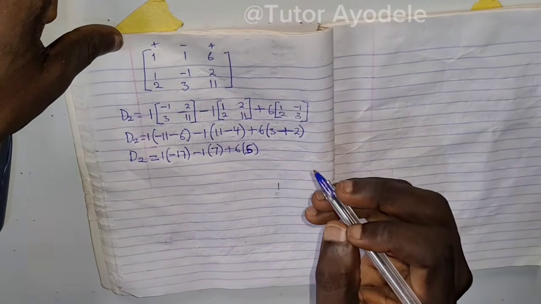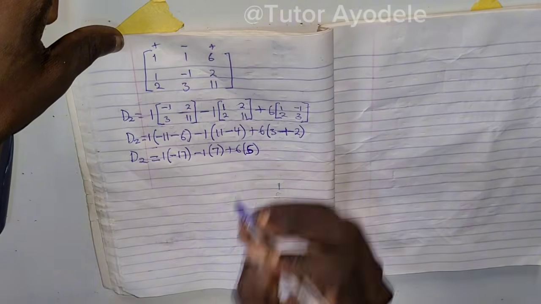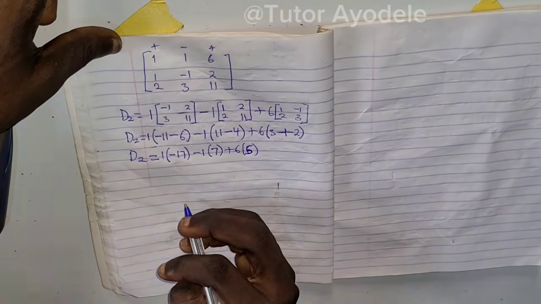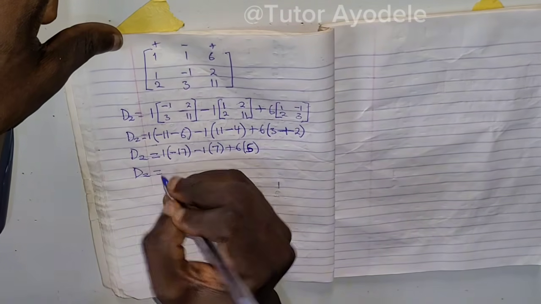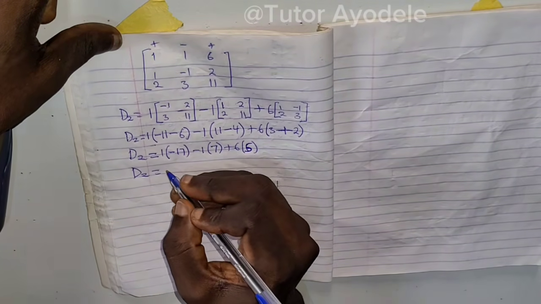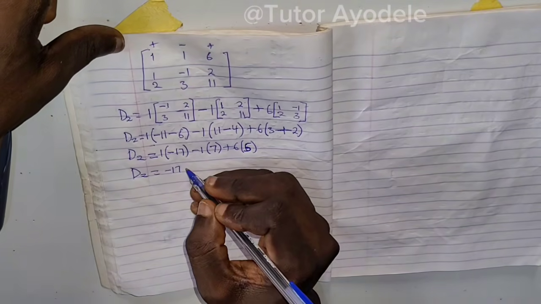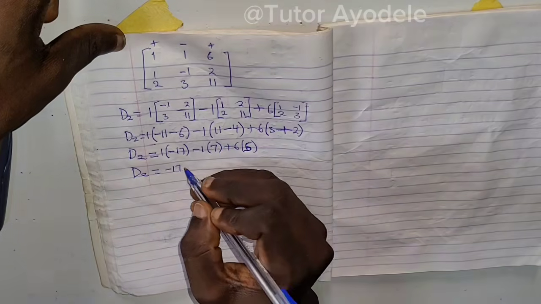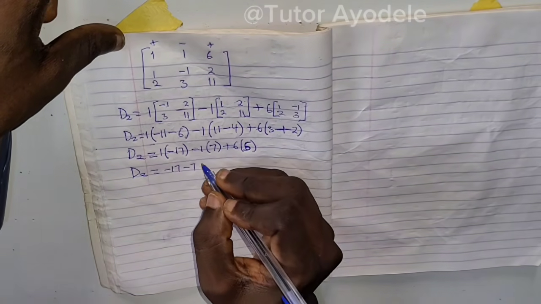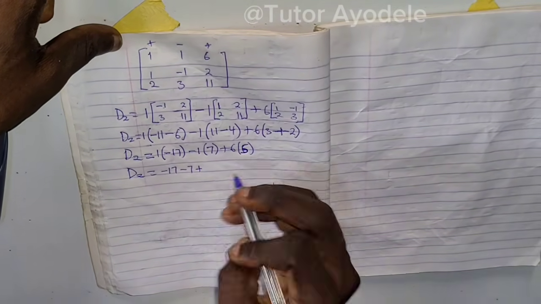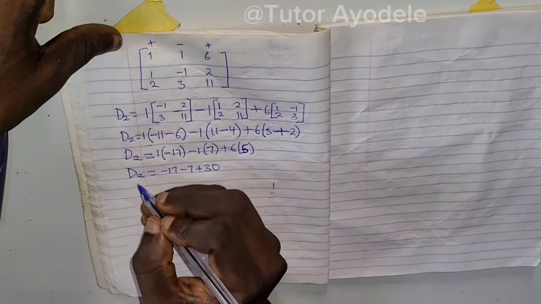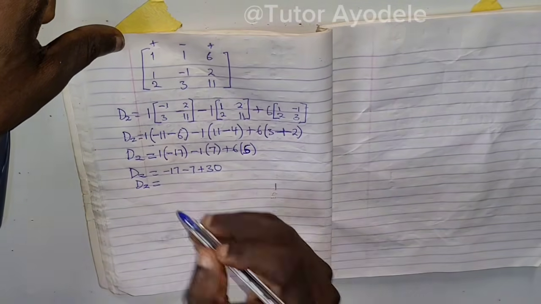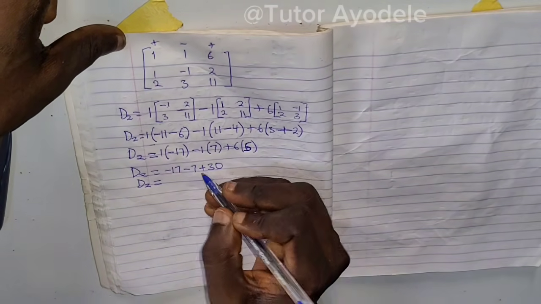3 plus 2. That will be 5. Okay. It's not multiplication. It will change to plus. So 3 plus 2 will be 5. All right. We have the determinant of z equals to 1 times minus 17 will be minus 17. 1 times minus, this is minus 1 now. Minus 1 times 7 will be minus 7 again. Plus, now 6 times 5 will be 30. So the determinant of z equals to minus 17 minus 7 plus 30.